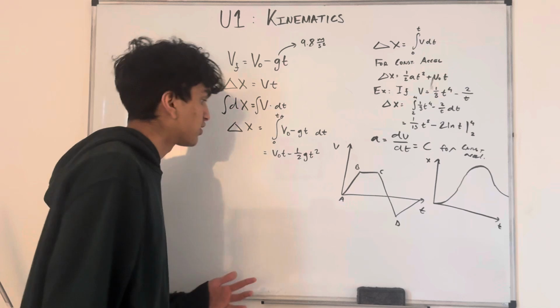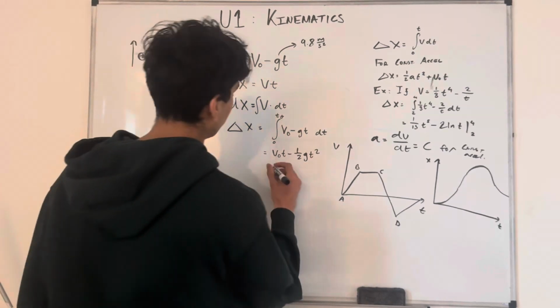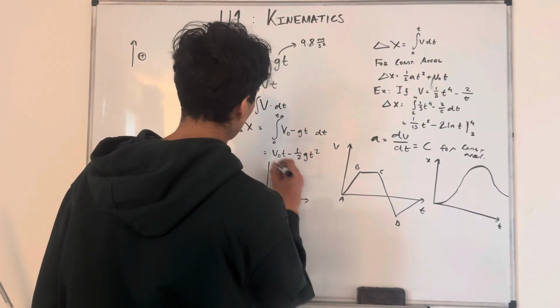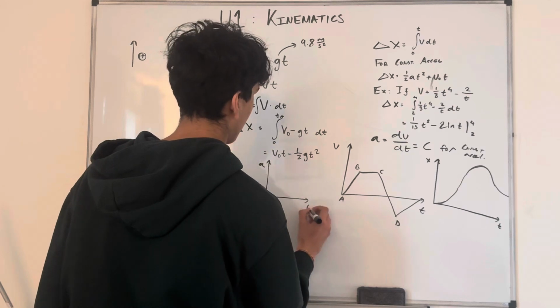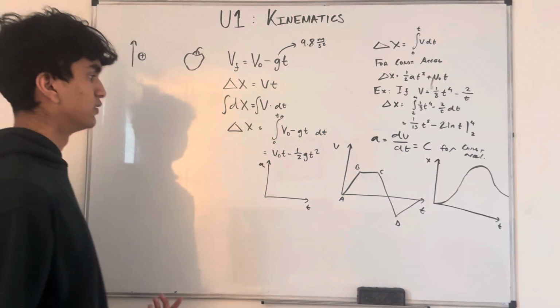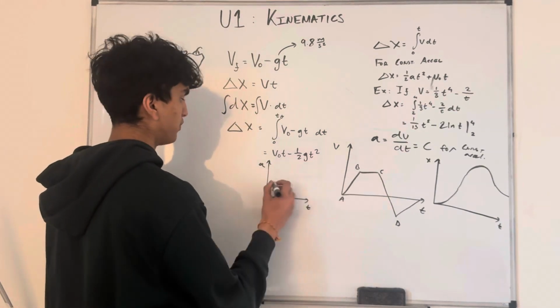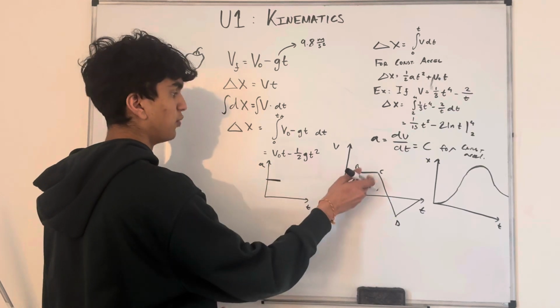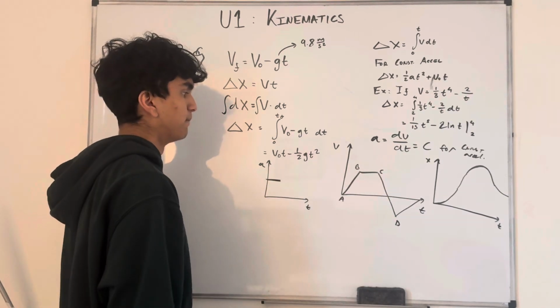And I can even do my acceleration versus time graph. For acceleration versus time, it would look something like this. There's a positive slope here, because I know the slope of velocity is acceleration.